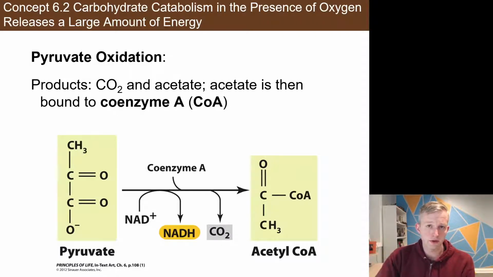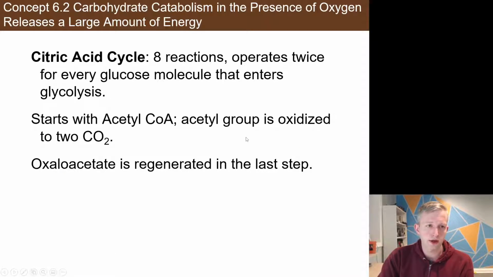Glycolysis yields pyruvate, and then a lot of times we look at the Krebs cycle and we say it starts with acetyl-CoA. So we had to get from pyruvate to acetyl-CoA, and that process is where we produce some NADH as well. The citric acid cycle, also known as the Krebs cycle, is 8 additional reactions. For every glucose molecule that comes in, it operates twice.